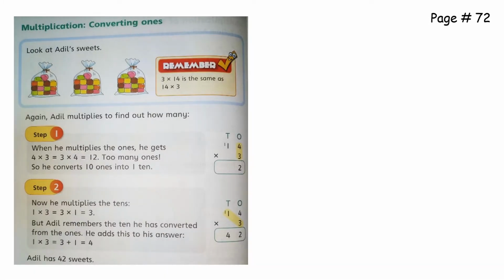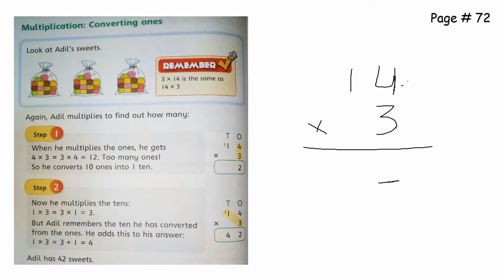Okay, now we are going to learn the multiplication with converting ones. We have done multiplication without converting before in the class, and now we are going to learn about the multiplication with converting ones. For example, just like it is written in your book, when you multiply 14 with 3, I have already told you that first we multiply ones with ones. So it means you have to first multiply 3 with 4. So 3 fours are 12.